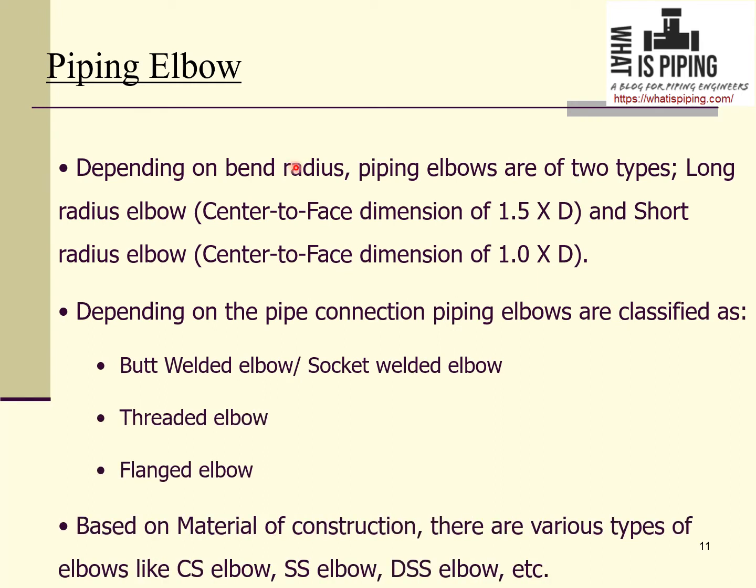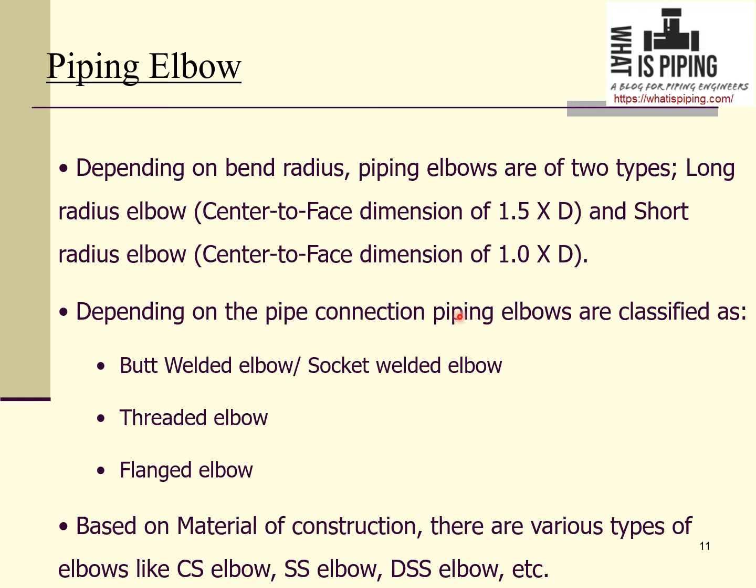Now, depending on bend radius, piping elbows are of two types. They are long radius elbow and short radius elbow. Now, what are long radius elbows? In long radius elbows, the center to face dimension is given by 1.5 times the pipe diameter, whereas for short radius elbows, the center to face dimension is 1.0 times the pipe diameter. The most widely used pipe elbow is the long radius elbow. Also, sometimes when there is a space constraint or other requirements, a short radius elbow is used.